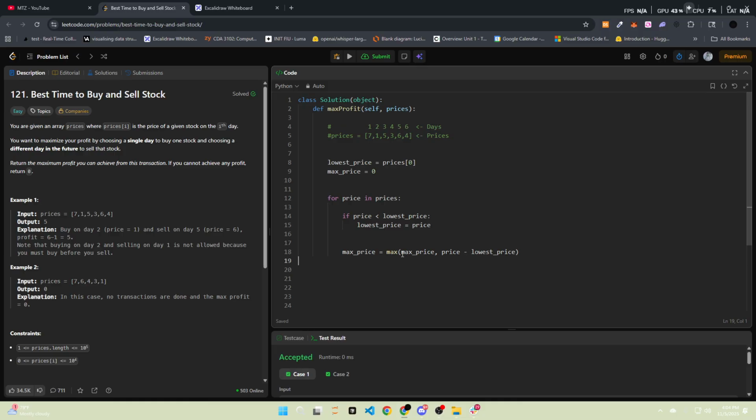But what's happening is we're putting in two arguments, right? Which are basically the things that go inside these parentheses. And you know they're two because it's separated by a comma. So we're putting max price in here. Let's say if max price is 0, in this instance it is in the first instance, right? So we're returning the max value of 0, or price minus lowest price. So, price being what we're on right now, which is 7, and lowest price is 7 as well. So this wouldn't be the best example, but we'll go with it, right?